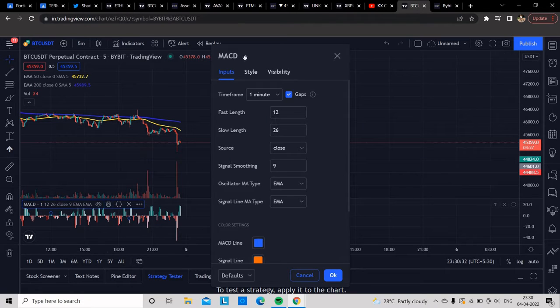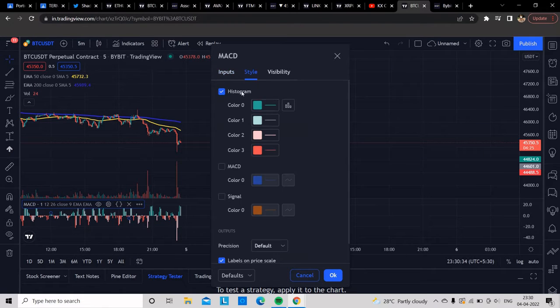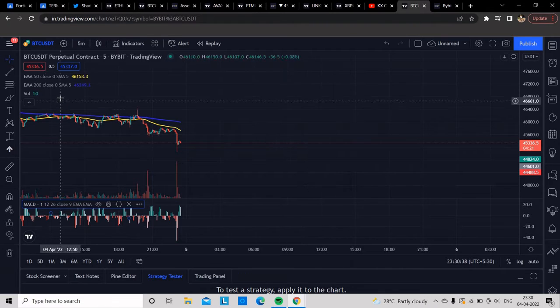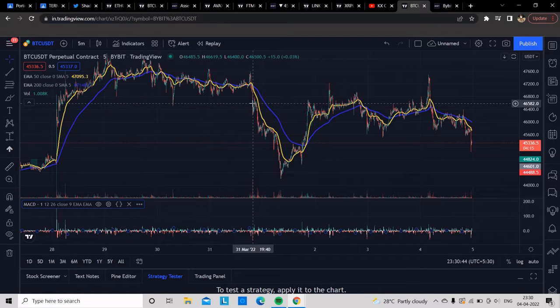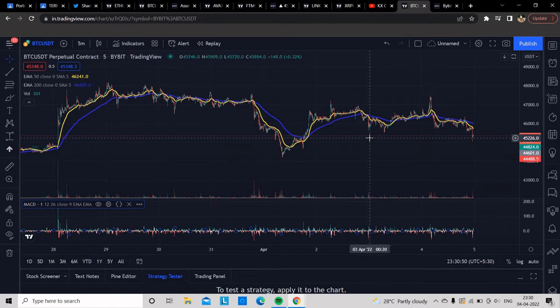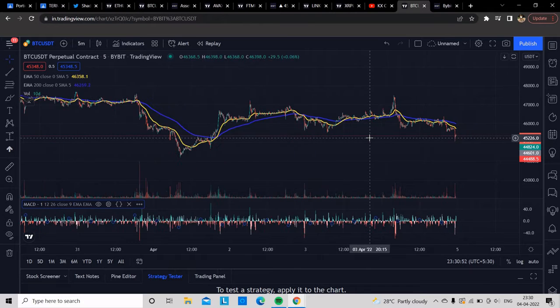Alright, cool. So these are basically the indicators that we'll be using. Just confirm everything: 1-minute time frame, style is histogram only, perfect, and EMA 50 and 200, yellow and blue. Alright, perfect. So when I say trading with the trend, what I mean is if it's an uptrend, obviously we take only long trades, and if it's in a downtrend, we take only short trades.